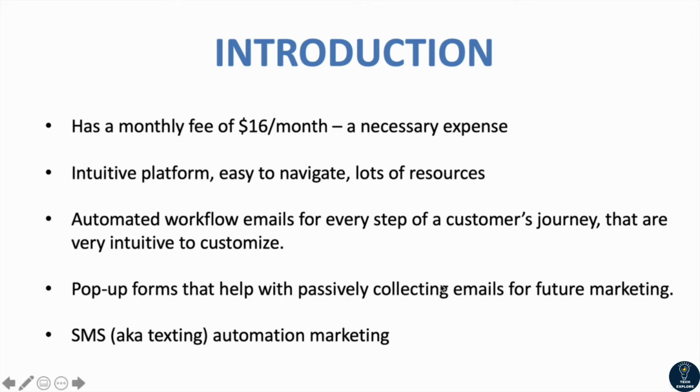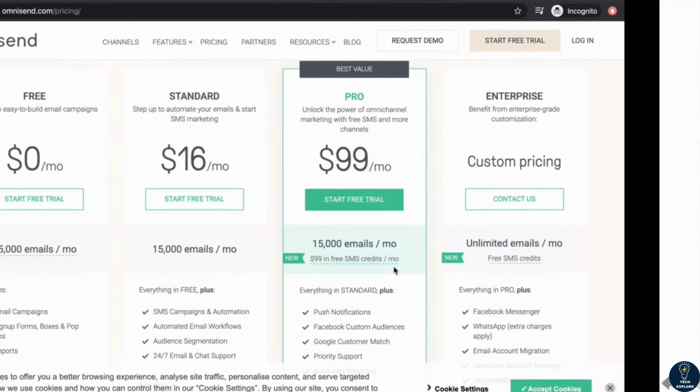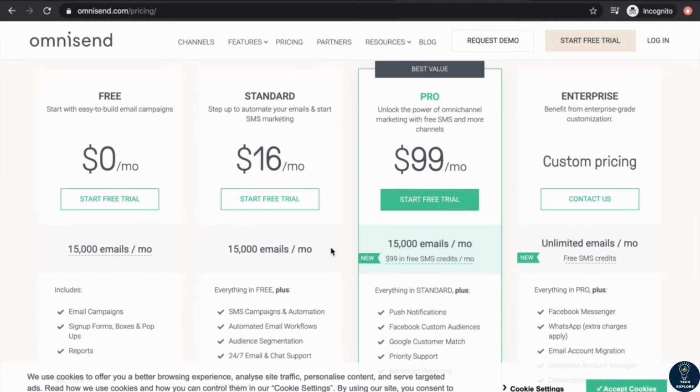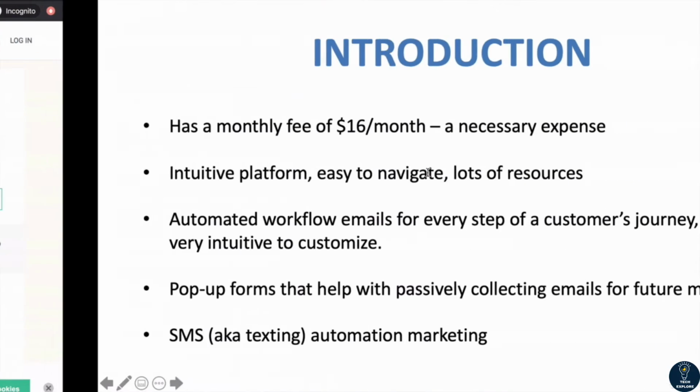Pop-up forms help with passively collecting emails for future marketing. This is one of the main benefits of Omnisend beyond the other forms of email marketing. This is where when you go to a website, you get a pop-up like I mentioned earlier. And they also have text message marketing and automation marketing, I should say. But again, this comes with the $99 plan. You can do the text message in the standard plan as well, but you don't get the $99 of free SMS credit. SMS just means text message. So I apologize. Let me say that again. They both do text messaging, but you get $99 worth of free text messages through the Pro plan.